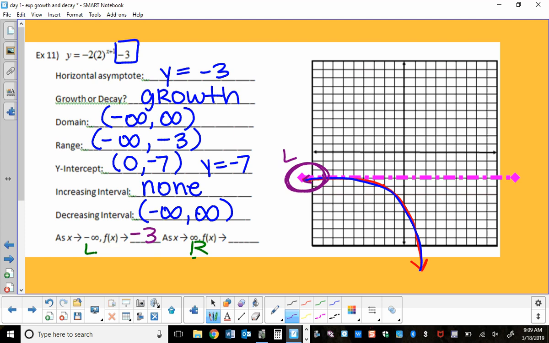This right arrow here is getting closer and closer to what? What am I going towards? Negative infinity. For these answers, one will be going towards negative or positive infinity, the other will be going towards your asymptote.